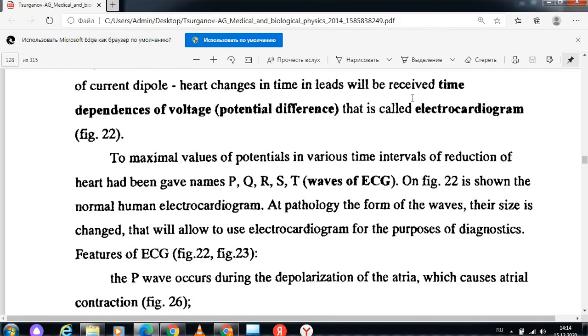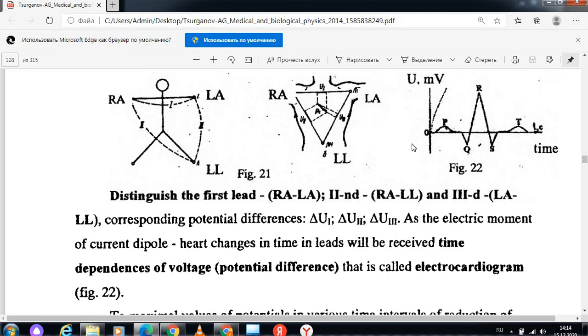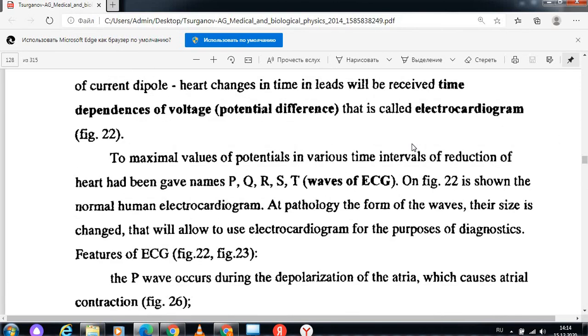Two maximal values of potential in various time intervals of the reduction of the heart have been given the names P, Q, R, S, T waves of the electrocardiogram. Figure 22 shows the normal human electrocardiogram. In pathology, the form of these waves and their size change, which allows the electrocardiogram to be used for diagnostic purposes.